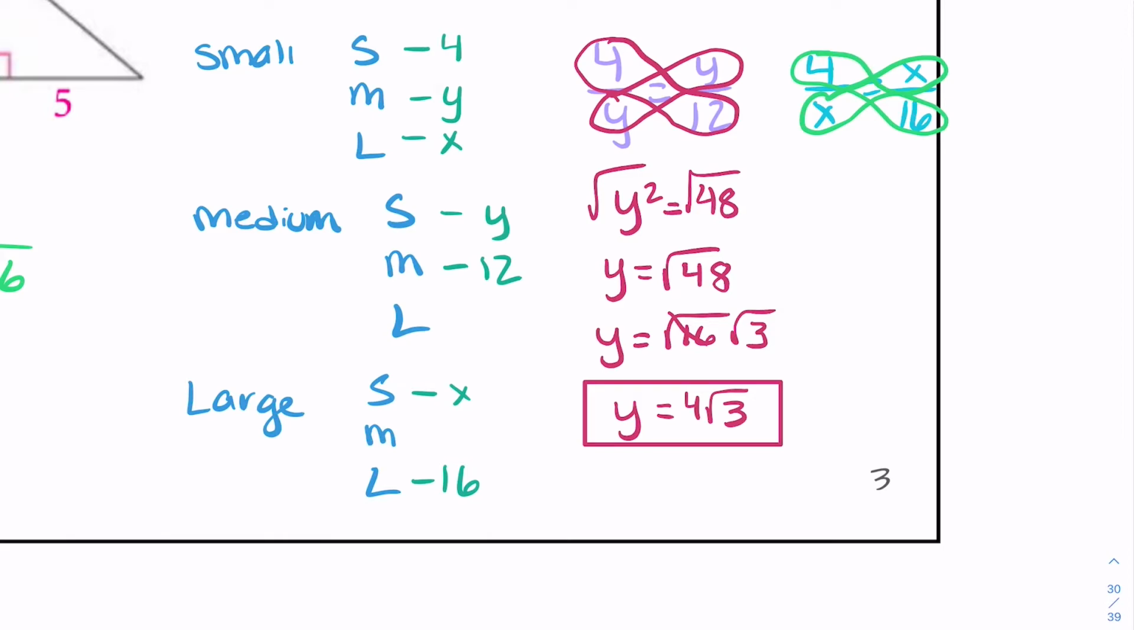x squared equals 64. X equals 8. Remember, these are all plus or minus, but we can only write the positive ones.